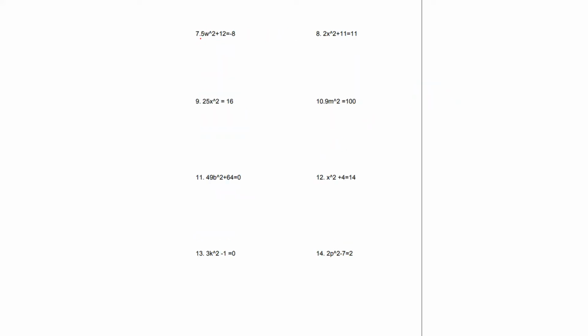For number 7, we have to do the same thing, isolate the variable. So in this case, we can first start by getting rid of this 12. And we do that by subtracting both sides by 12. So this cancels out to 0, and it becomes 5w squared equals negative 20. And we need to get this w squared on its own. So if we divide both sides by 5, we get w squared equals negative 4. So w equals square root of negative 4. But the problem is, this is just going to be no solution.